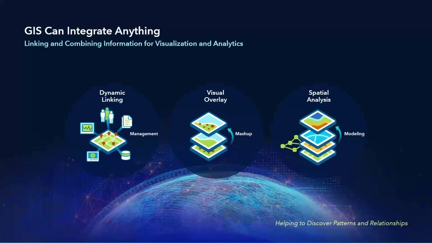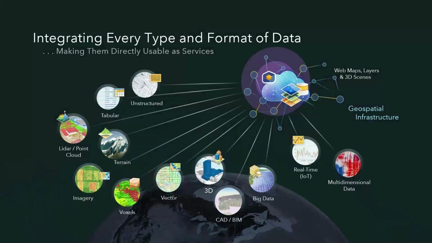When you put data into a GIS, you're able to visually overlay that data so you can actually see the data in context of its location relative to other data. You can also perform analysis across data sets and bring those together through dynamic processes, not having to store all your data in one system or one database, but actually bringing it in dynamically. And the GIS is able to integrate many types and multiple formats of data and makes those data sets directly usable as services.